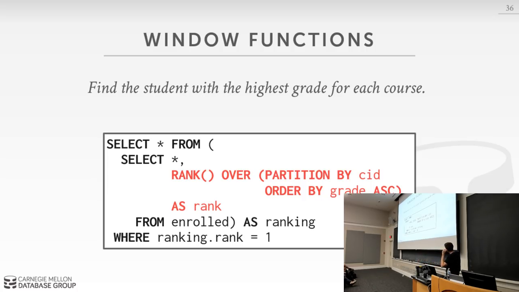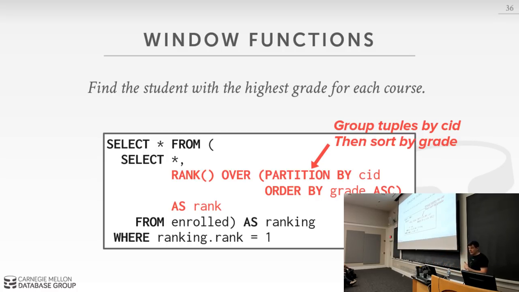So in the inner query, what we're going to do is go over the enrolled table, and for every single tuple, we're going to split them up based on the course ID, that's the partition clause, and then we're going to sort them by their grade in ascending order. And then the window function we invoke is rank, which is the order that they exist in the sorted ranking.